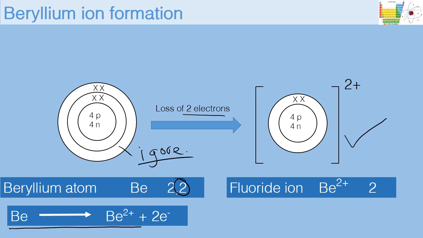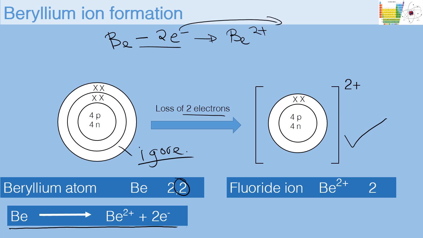The equation is represented as follows. Remember, beryllium loses 2 electrons to give us the beryllium ion with a 2+ charge. We will take this to the other side of the equation and we'll have beryllium lose 2 electrons to gain a stable configuration, and hence the overall equation is given here.